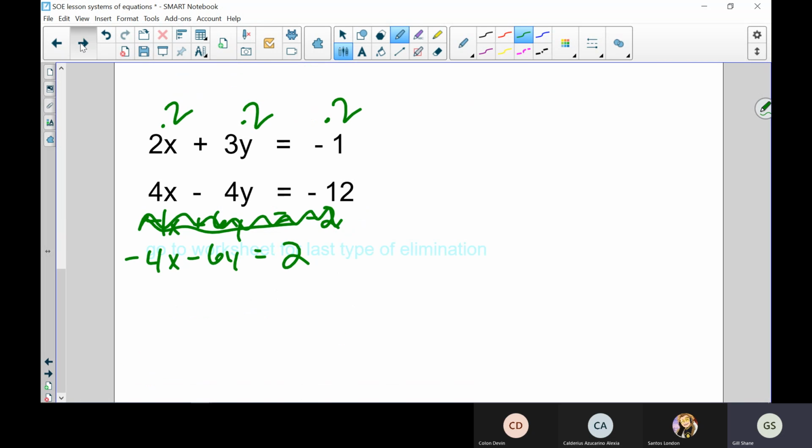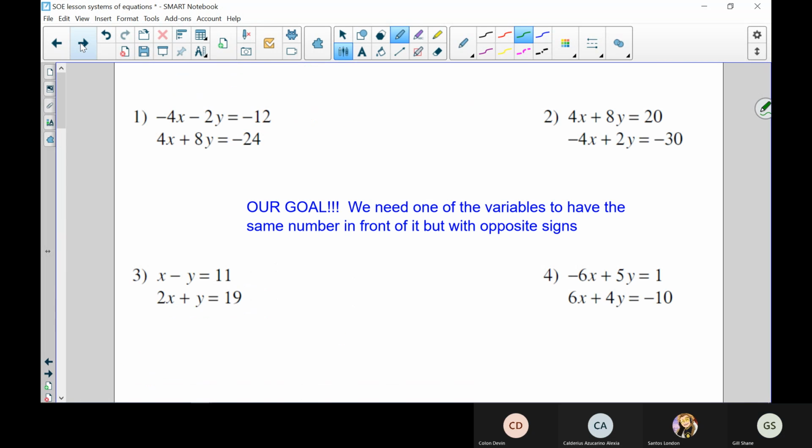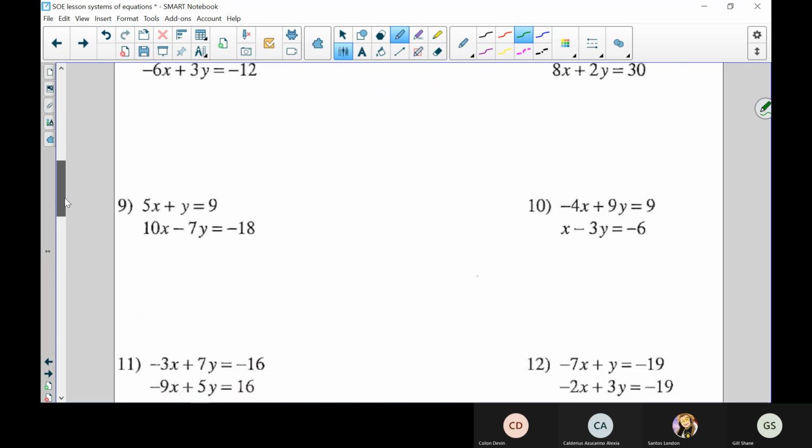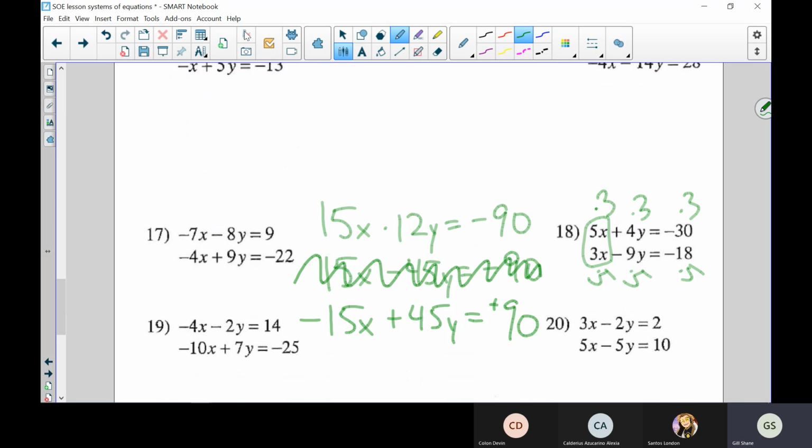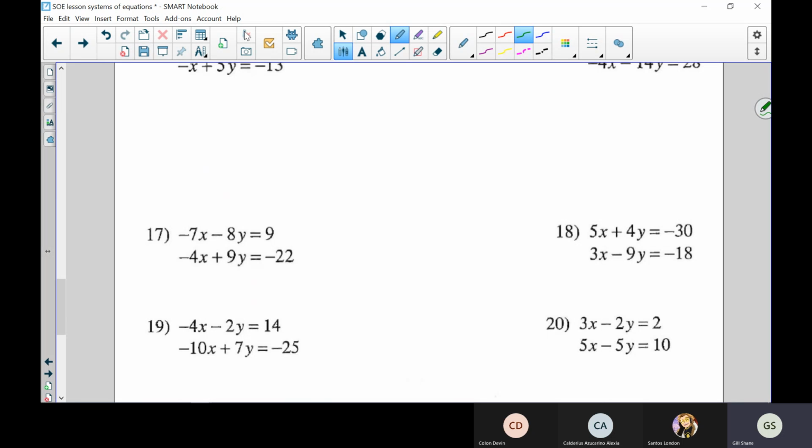All right, so here's the last type of elimination problem. This is what we were talking about a minute ago. We're looking at 18. Do I have the same number in front of one of those variables in problem number 18? I do not. I have a 5 and a 3 and a 4 and a 9. There's also no way I can multiply something times 3 and get 5, or something times 4 and get 9. So I can't do that shortcut method.